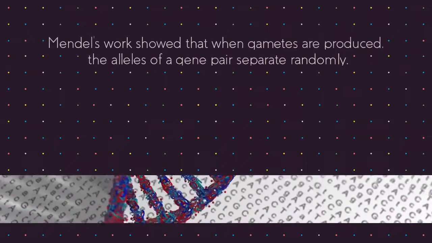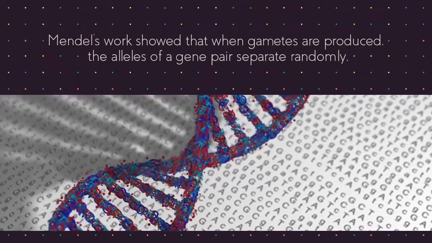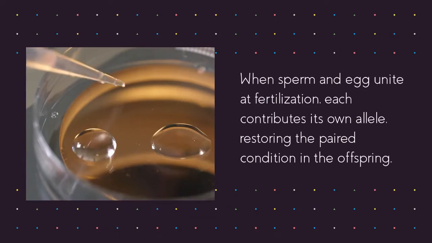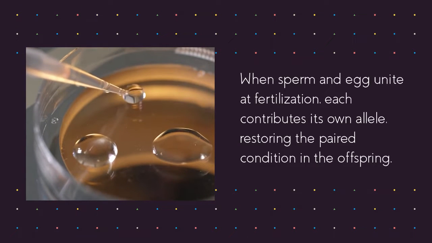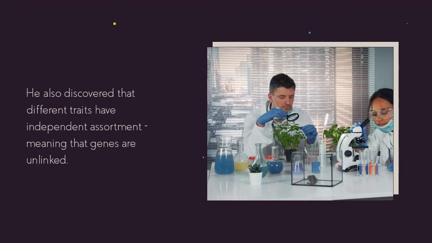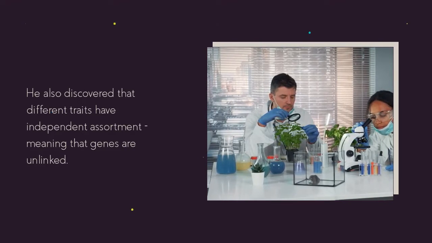Mendel's work showed that when gametes are produced, the alleles of a gene pair separate randomly. When sperm and egg unite at fertilization, each contributes its own allele, restoring the paired condition in the offspring. He also discovered that different traits have independent assortment, meaning that genes are unlinked.